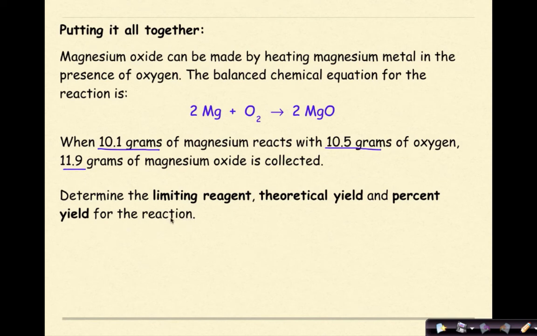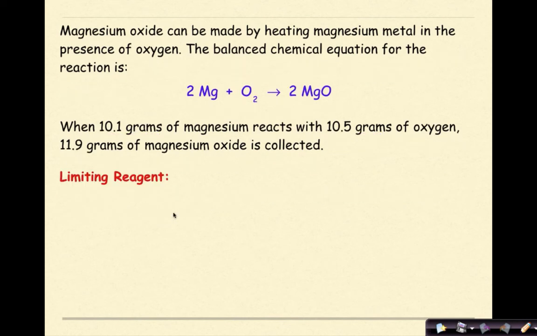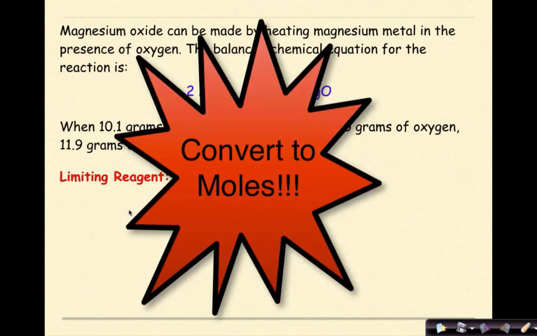So this is taking everything that we learned about limiting reagent problems and also bringing in the concept of theoretical yield, which is part of the limiting reagent problem, and now percent yield. So the first thing that we're going to do is figure out the limiting reagent. They give us masses for both of our reactants, so of course we're going to do the AP chemistry mantra and convert to moles.